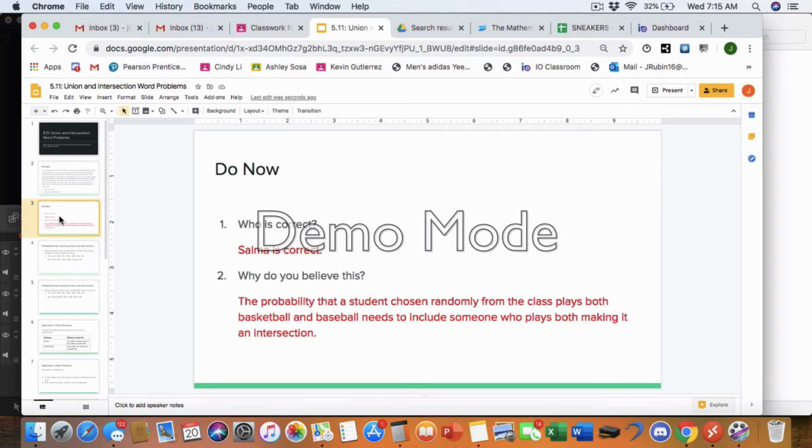Getting into it, Salma would be correct in this situation. The reason why is because if you're trying to choose someone that plays both basketball and baseball, they need to include someone who does play both, and that's a word that's synonymous with an intersection.